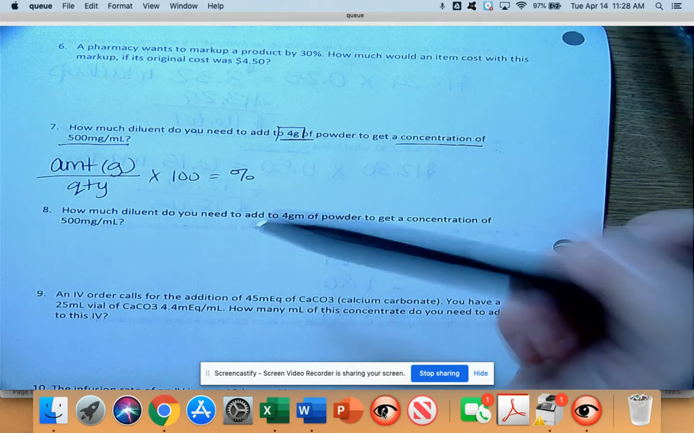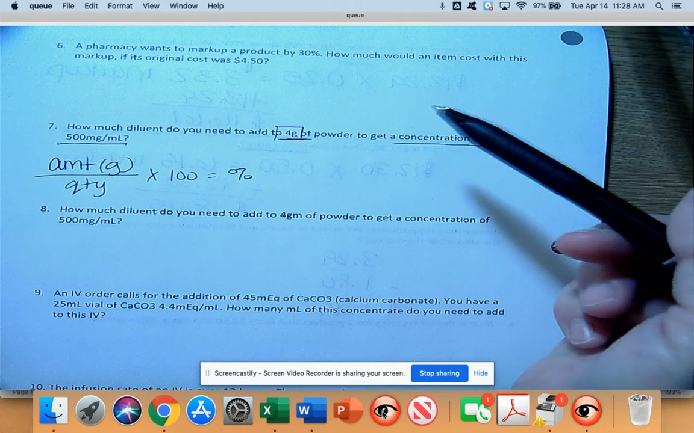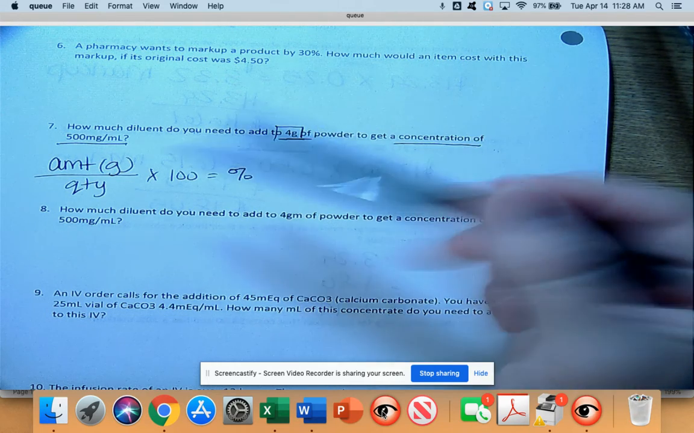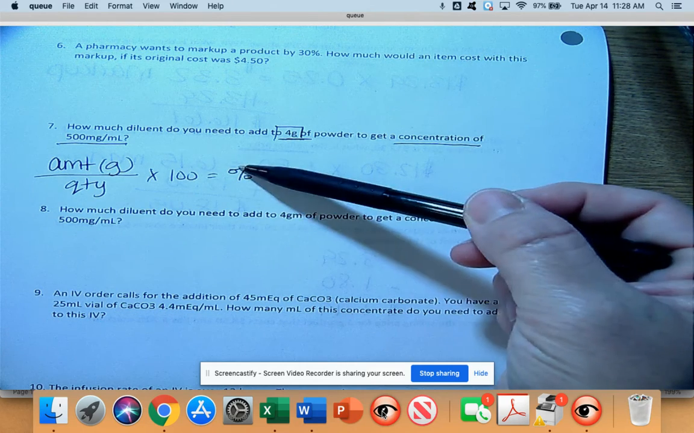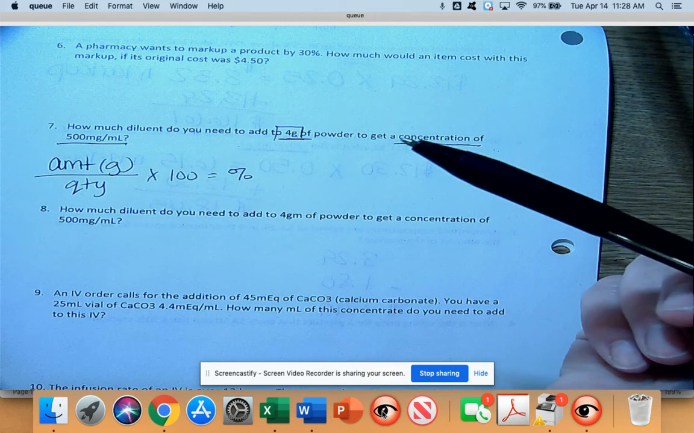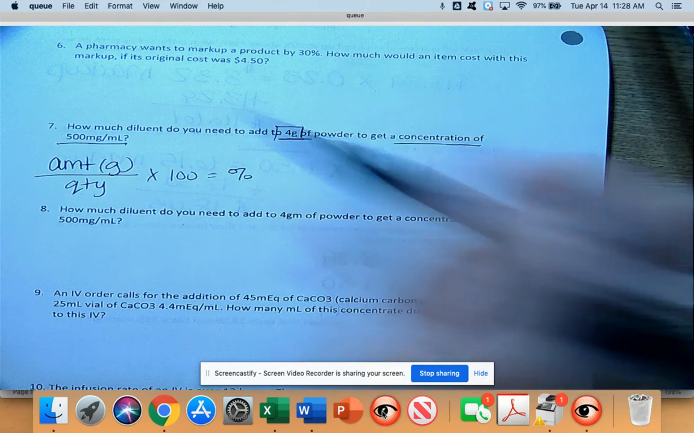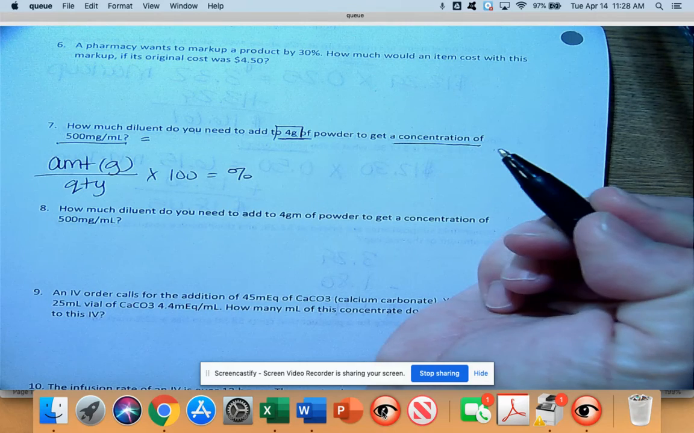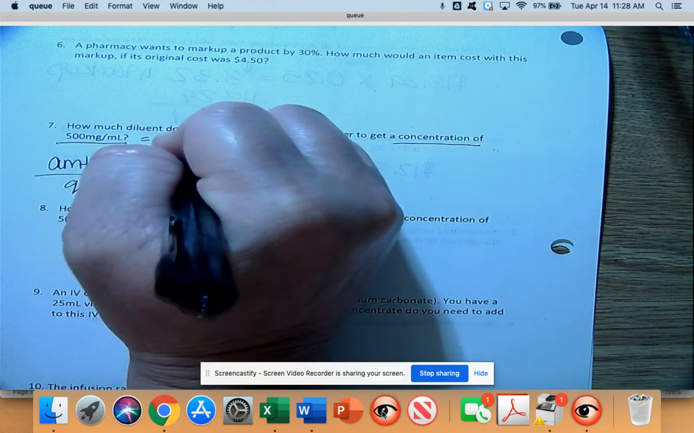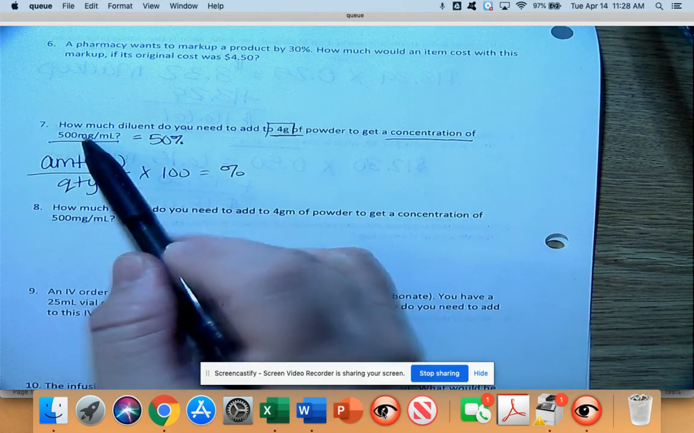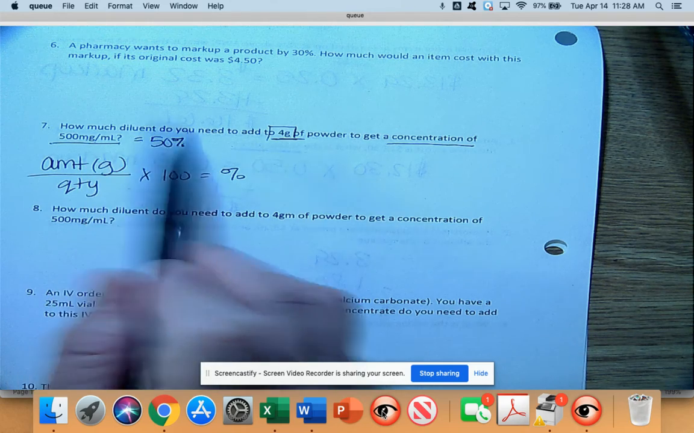If we worked from the formula, we know our grams. We don't know our quantity. We know our percent, or we have a way of getting our percent because we know our concentration. If our concentration is 500 milligrams per ml, to convert that to a percent we would divide by 10, so that would be equal to 50%. Remember, if you're going from a percent to milligram per ml, you multiply times 10, and of course you do the opposite if you're going the opposite direction.